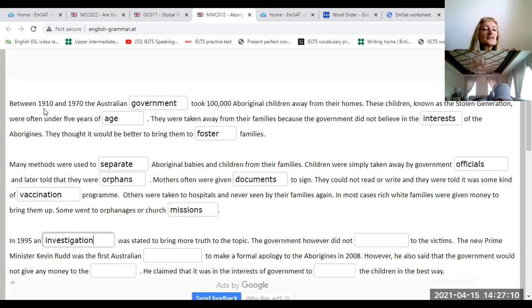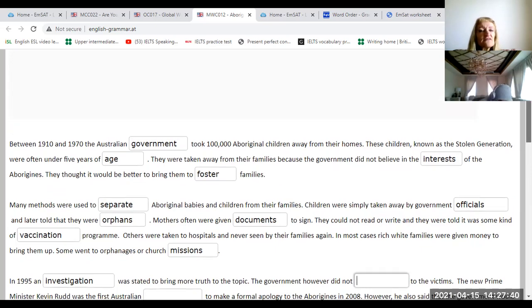Yeah, look at the gap. It happened in 1910 and 1970, and they didn't investigate it until 1995. That is terrible. And it was stated to bring more truth to the topic. The government, however, did not something to the victims. I think this word is like a reward. They didn't reward the victims for their suffering.